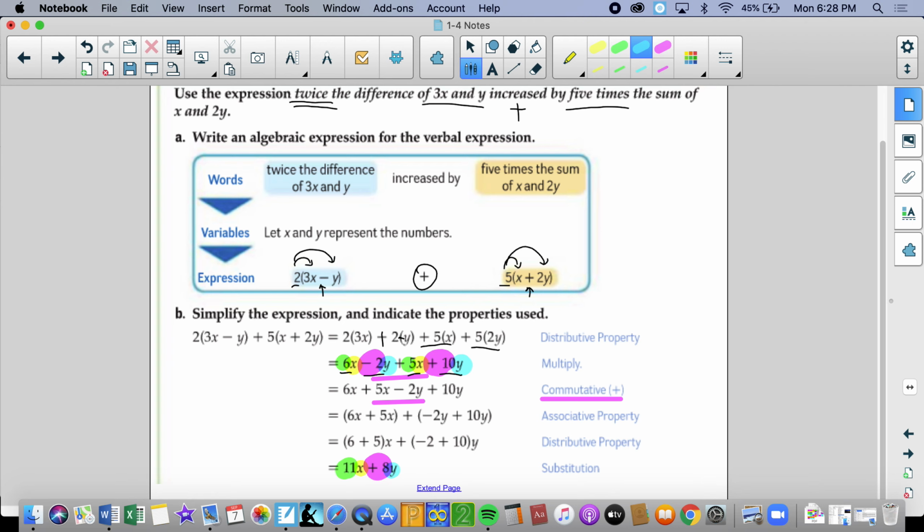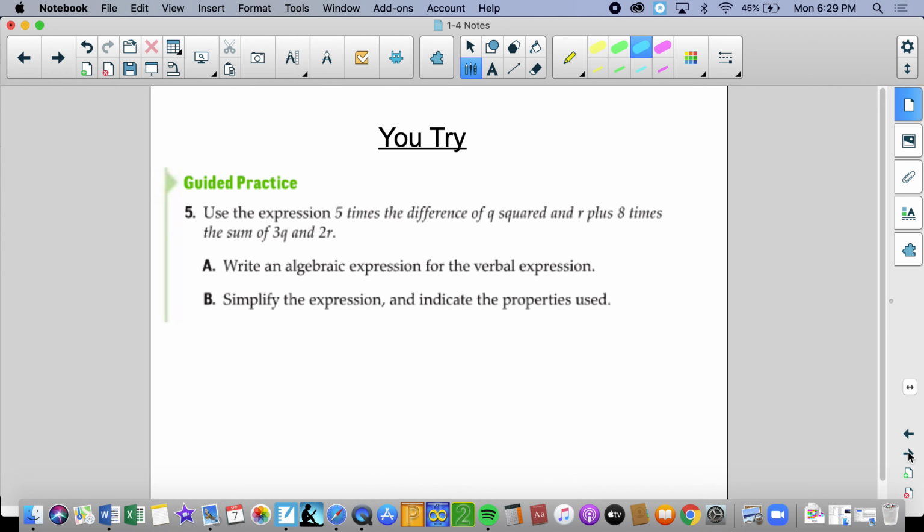Well, actually, that's not true. We actually add 6 plus 5. That wouldn't be the distributive property. That would be factoring. We factored out an x from both of those. So that's not really true.